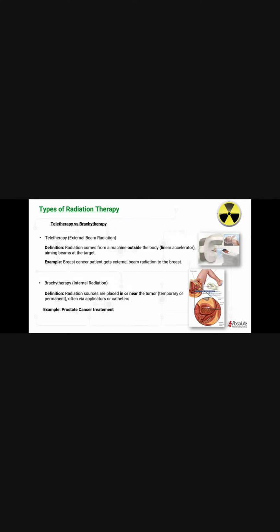You can see in the image an example of a case of prostate cancer. In prostate brachytherapy, tiny radioactive seeds are implanted directly into the prostate gland, and these seeds stay inside the prostate and deliver the radiation locally. This also helps to minimize the exposure to the surrounding tissue. So those are two different types of radiation therapy.